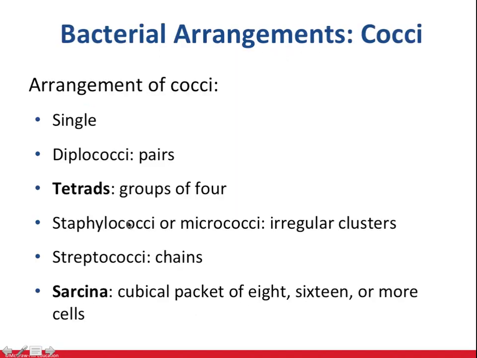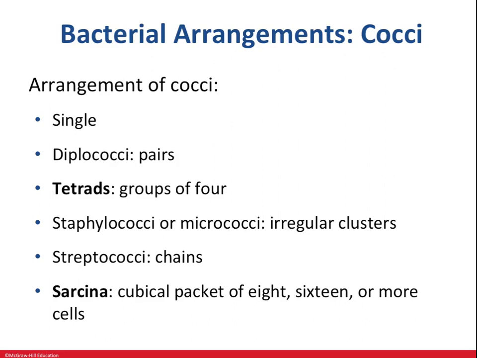Now let's talk about cocci. The cocci are normally single, so they live alone. If two cocci live together, attached together, it is called diplococci. That means two cells paired together. Tetrad means groups of four.